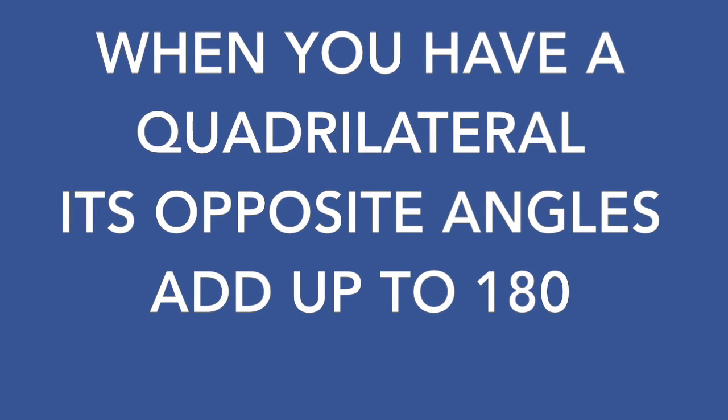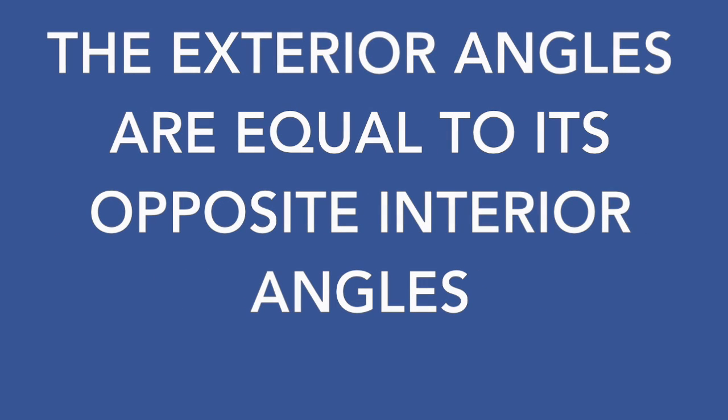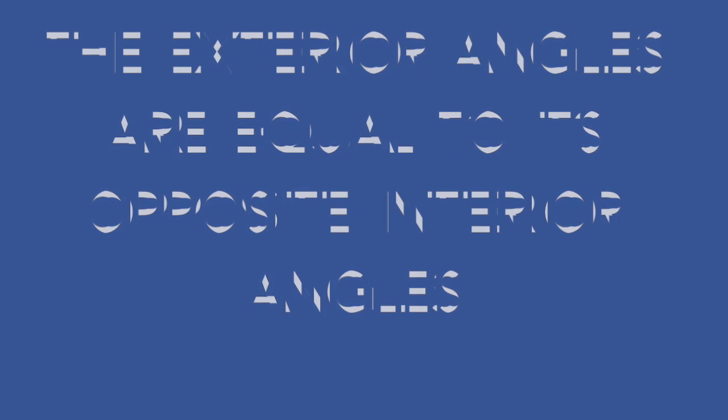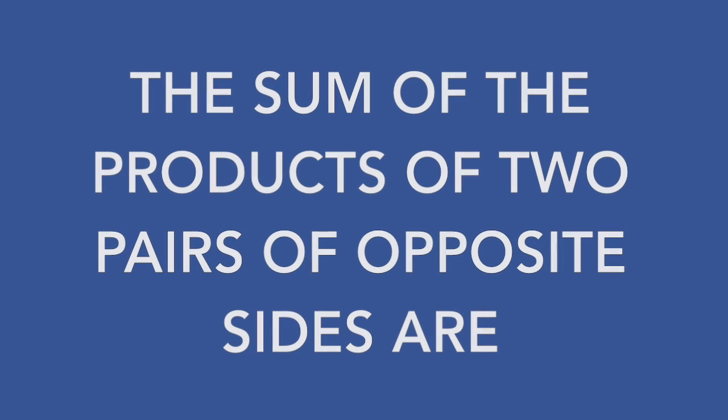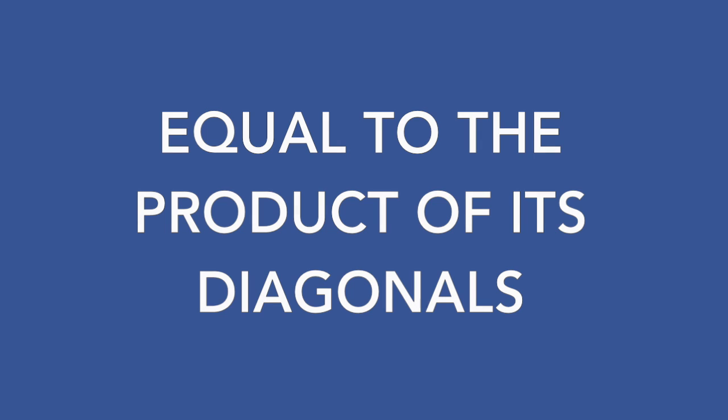And now let's sing it again. You have a quadrilateral. Its opposite angles add up to 180. The exterior angles are equal to its opposite interior angles. The sum of the products of two pairs of opposite sides are equal to the product of its diagonals. And now you know it all.